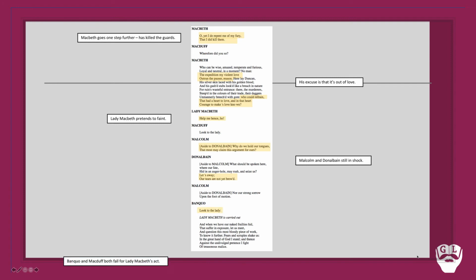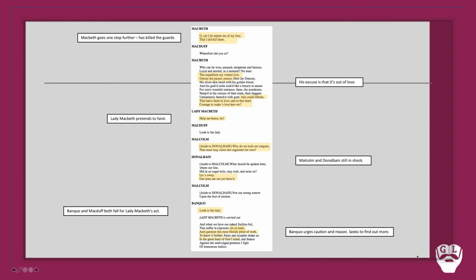Now, as I said before, Macduff and Banquo are completely believing the act here. They both say "look to the lady," and Lady Macbeth is carried out pretending to faint. Now, I've always believed that she pretends to faint rather than actually faints, because she talks so often and so explicitly about the idea of the false face, about hiding one's emotions, that I don't believe it could actually be anything else. So, Banquo then says that they should meet and question this most bloody piece of work to know it further. "In the great hand of God I stand." Here Banquo urges caution and reason, that this may not be all it seems, and they seek to find out more on the act itself. Banquo again is the foil to Macbeth here, showing reason and caution, where Macbeth shows anger and passion and fury.